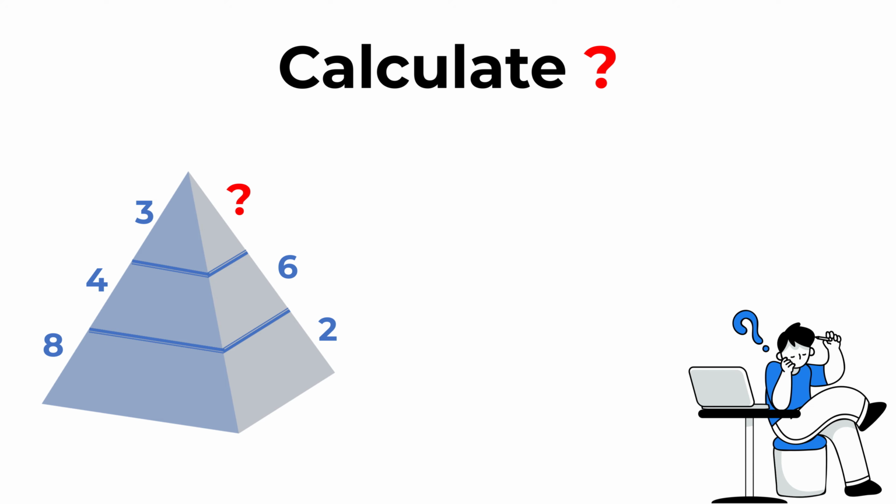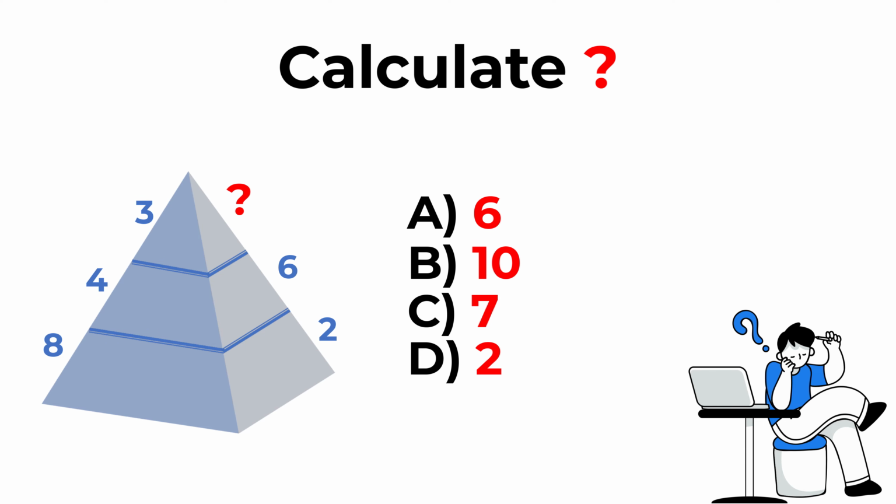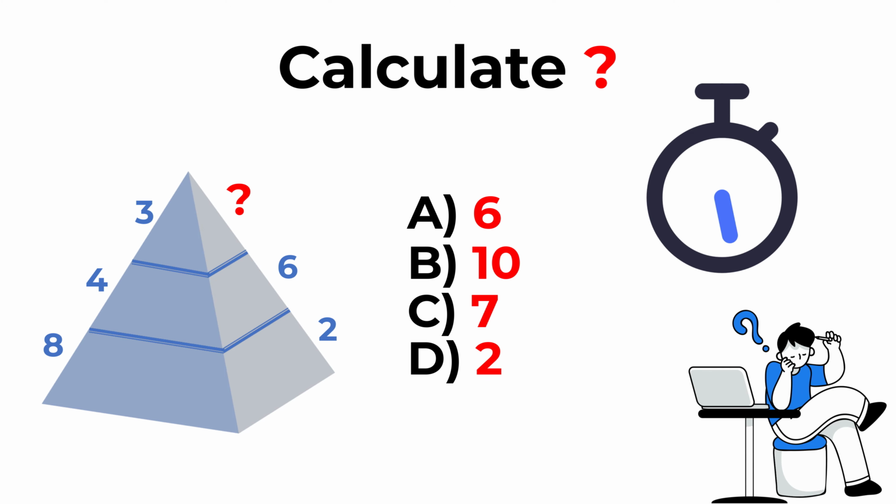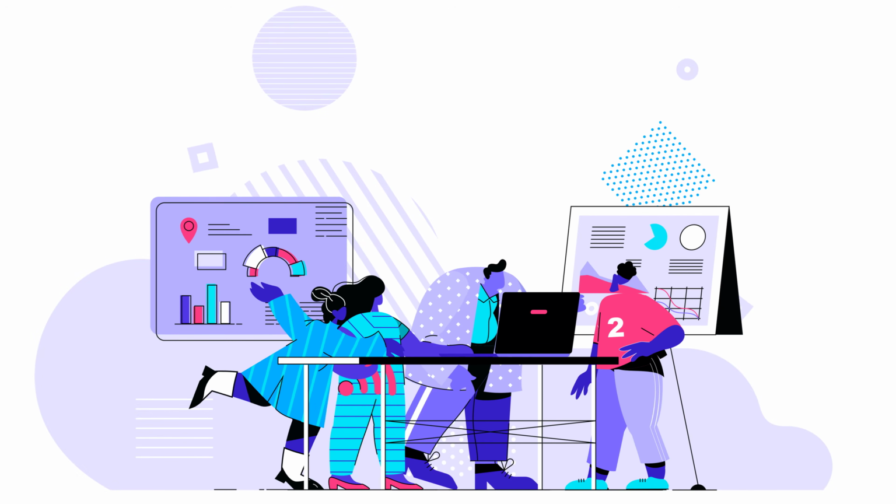Your choice A is 6, choice B is 10, choice C is 7, and choice D is 2. Do you see the answer? Give yourself a little bit of time. For some of you, this type of question might be easy, but for some of you, it might require some thinking. So feel free to pause this video to see if you can come up with the solution. Ready or not, let's go ahead and get to the correct solution together.